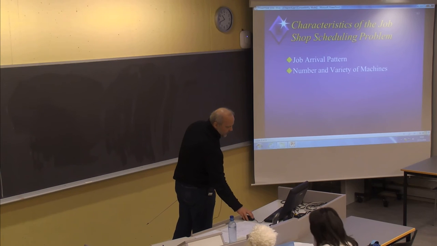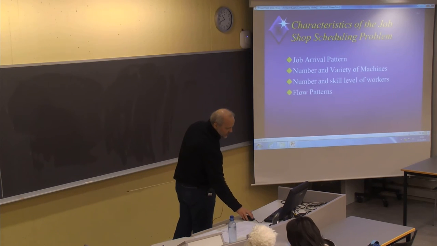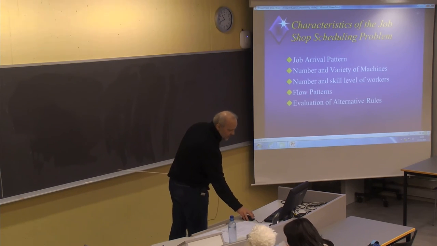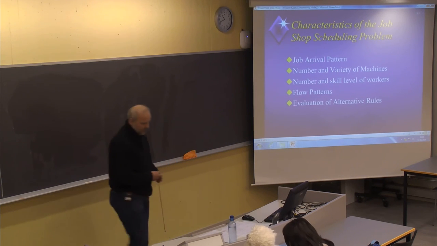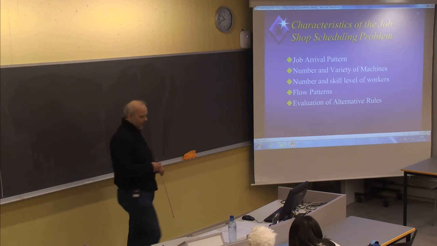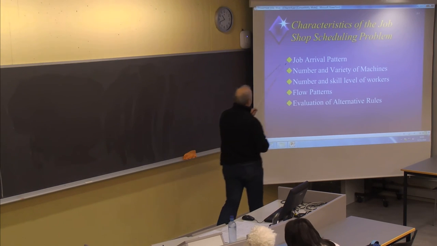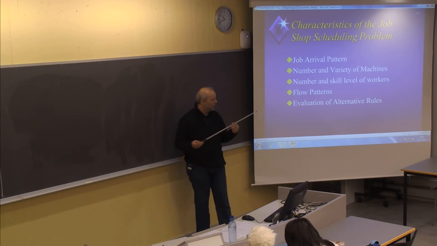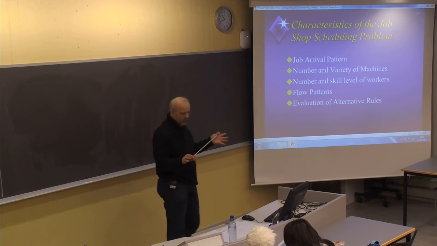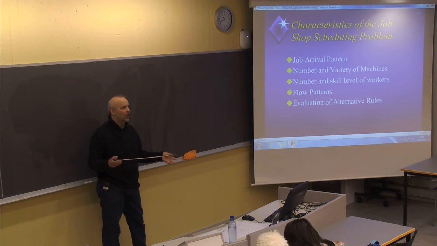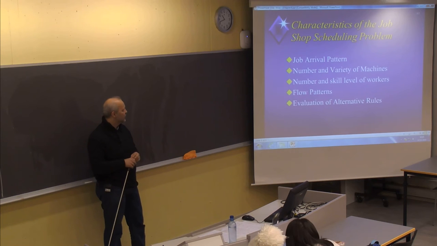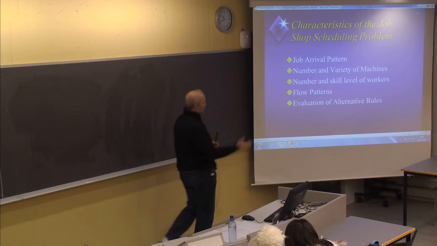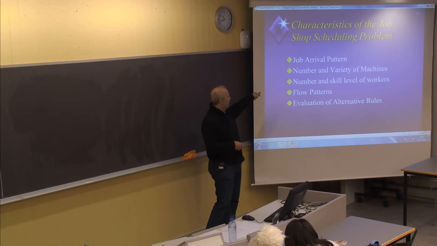So some characteristics of the job shop scheduling problem. As mentioned, this is the problem we will look at in this course. And in job shop scheduling, of course, the job arrival pattern will matter. Do you have the full overview, the static planning, where you know all the jobs within a time horizon? Or do you get information all the time, so you need a plan which is updated when you get new information?